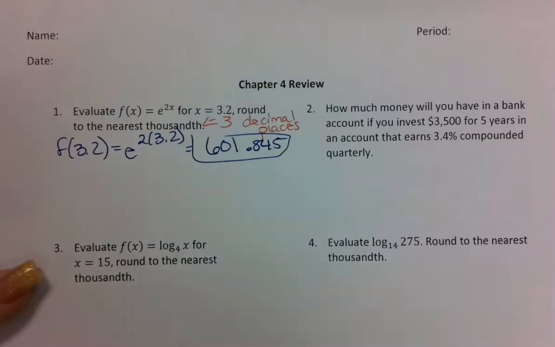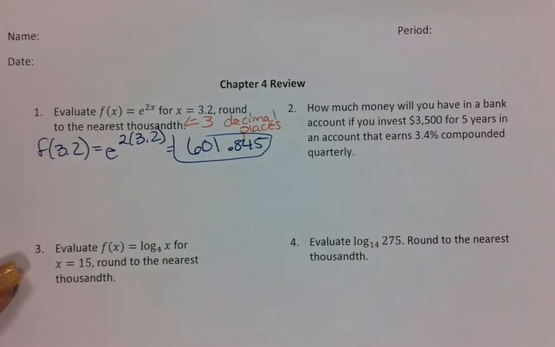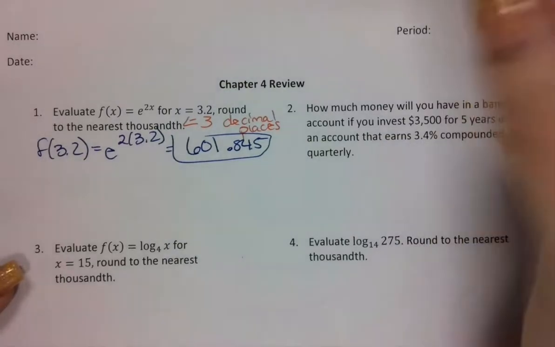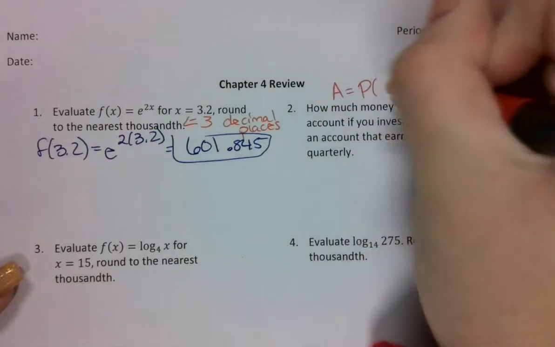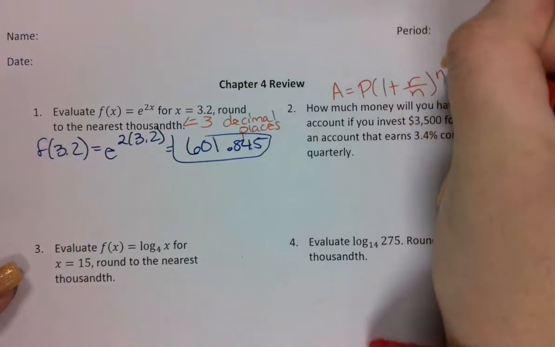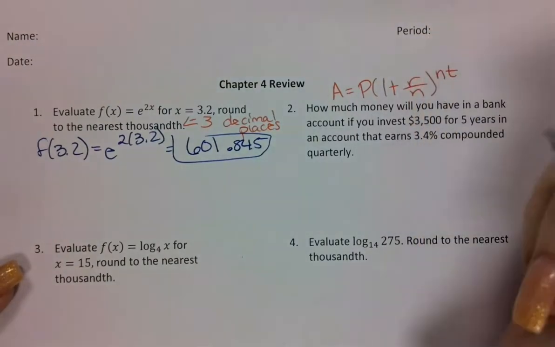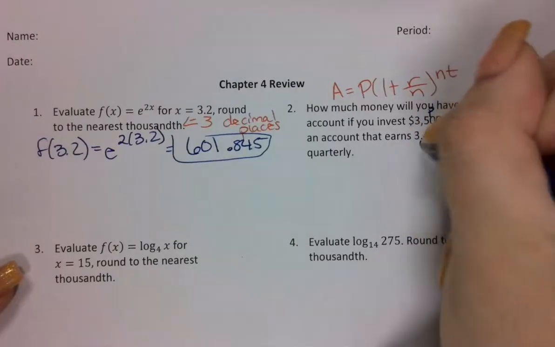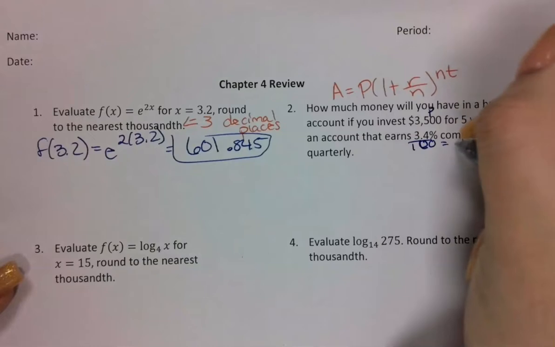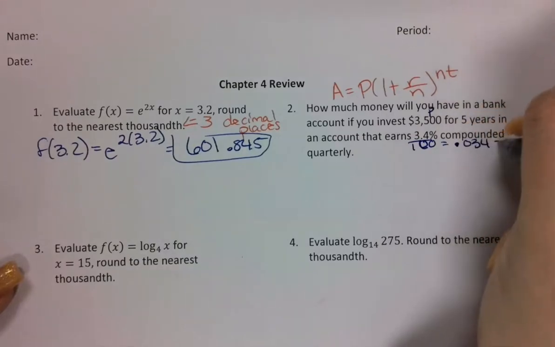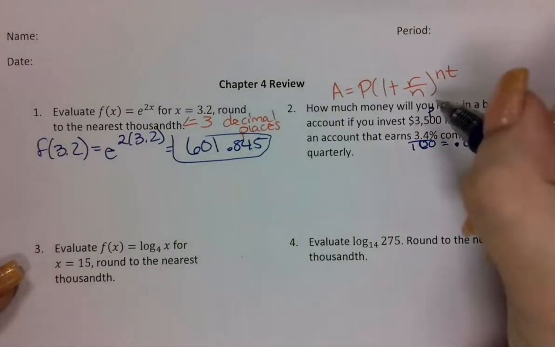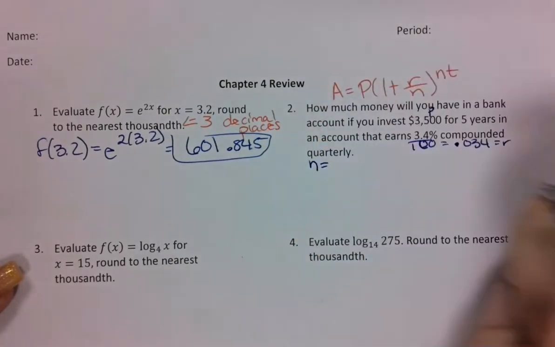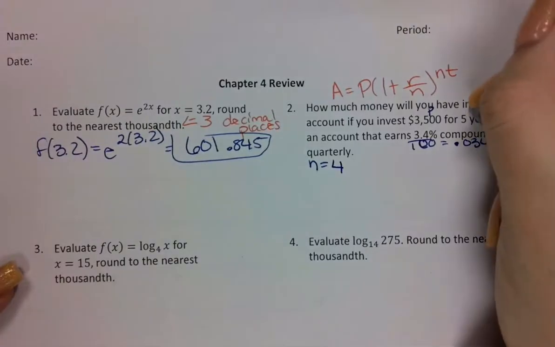Number 2 wants me to say how much money I will have in a bank account if I invest $3,500 for 5 years in an account that earns 3.4% compounded quarterly. So remember, this is the formula, A equals P times 1 plus R over N raised to the NT power. P is principal, how much I start off with, so the 3,500. R is interest rate as a decimal, so I can divide by 100 to turn this into a decimal, which is 0.034. And that's my R. N is number of times compounded in a year, so how many quarters there are in a year. There's 4. And then my T is time, so 5.